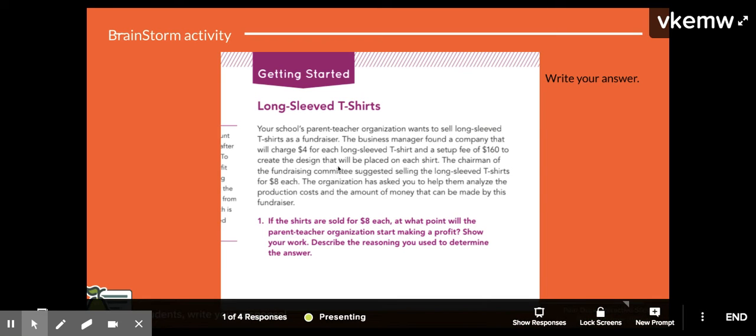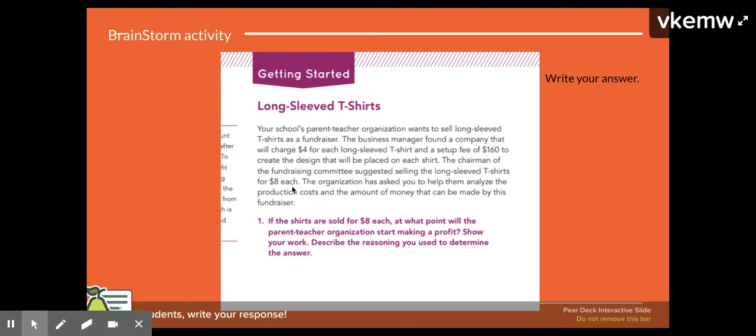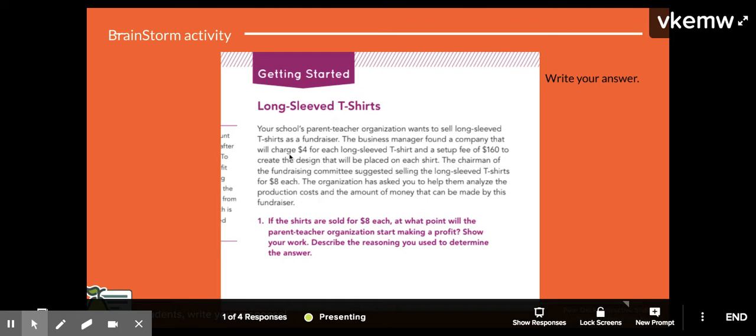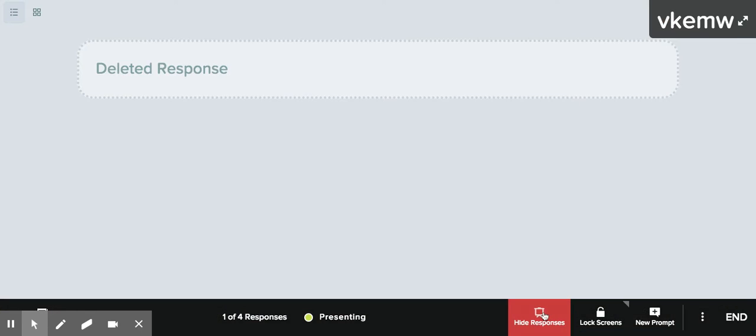To kind of help summarize, it's going to cost the organization $4 for each shirt plus a $160 setup fee. Then they're going to sell each shirt for $8. So how many shirts are they going to have to sell for those $8 in order to make back the money that they paid the company for $4 a shirt plus the $160? Okay, so go ahead. How would you answer that?